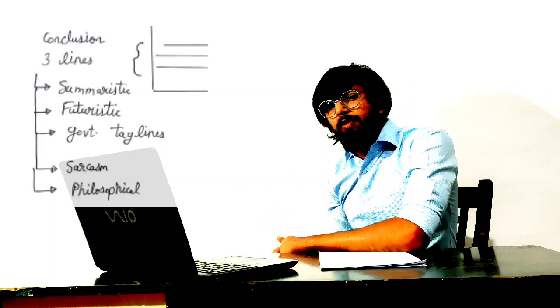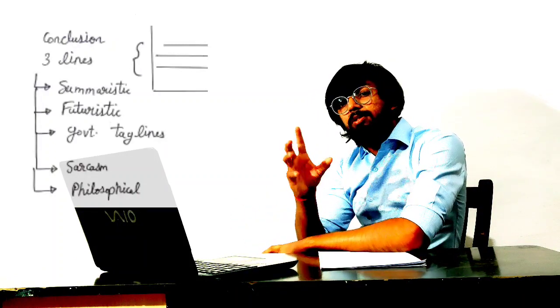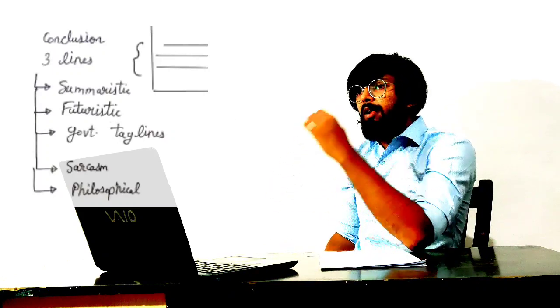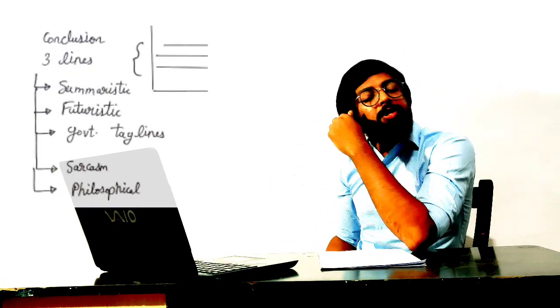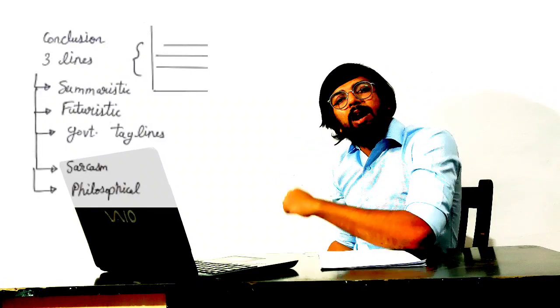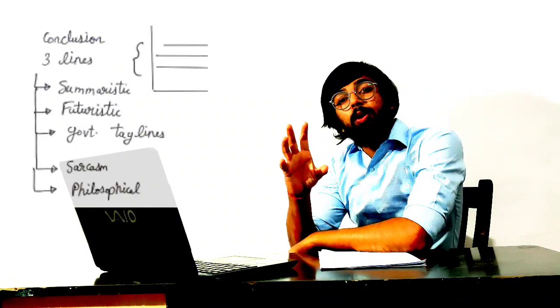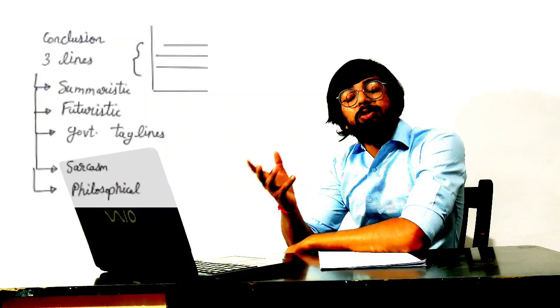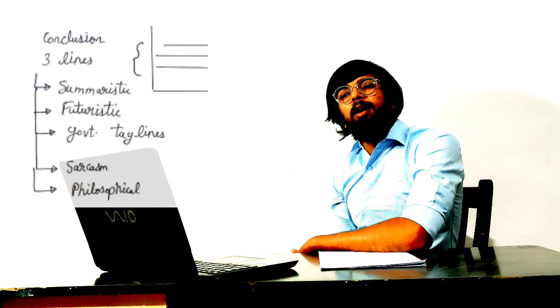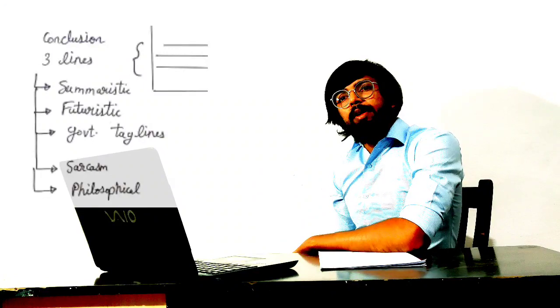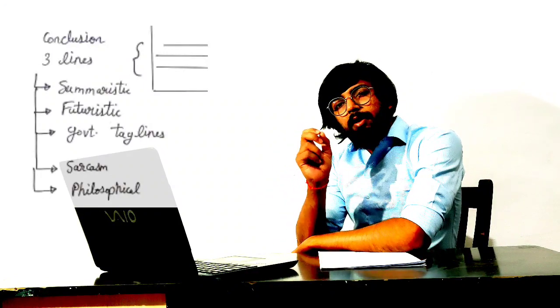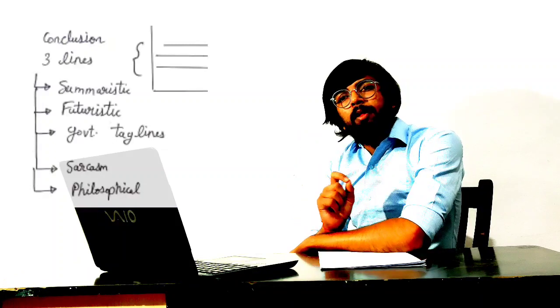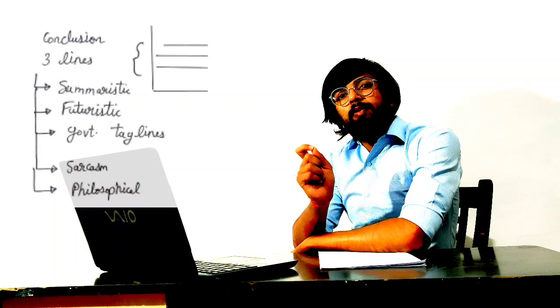Next is the philosophical conclusion. As I have discussed introduction by quotes, you can end by quotes even. Like, if I am writing an answer on women empowerment, I can end with a quote of Vivekananda. Swami Vivekananda told once that, like a bird cannot fly with one wing, the world cannot prosper with the development of only one gender. So both male and female should be empowered for a glorious, prosperous world.